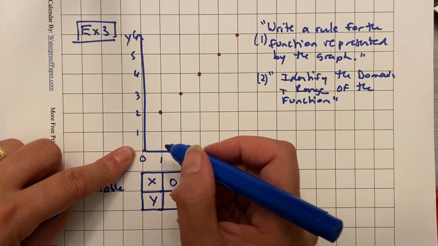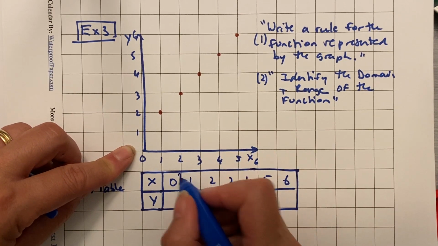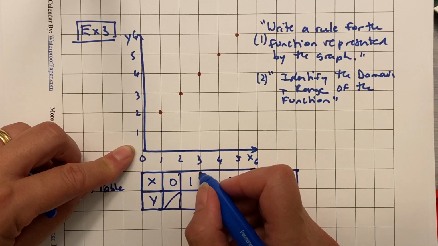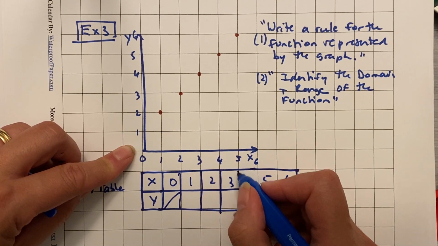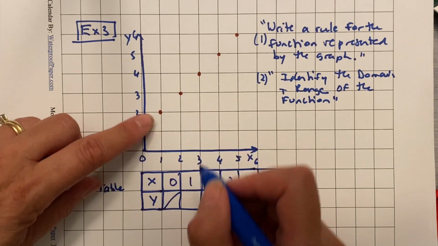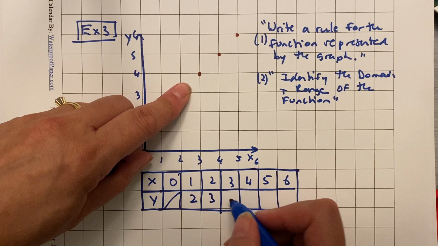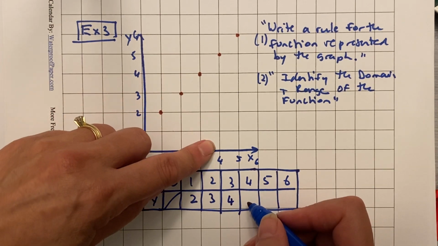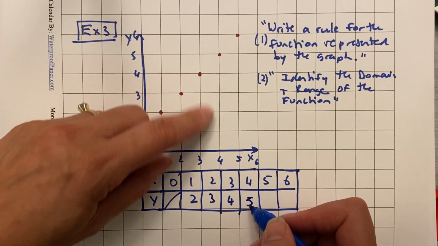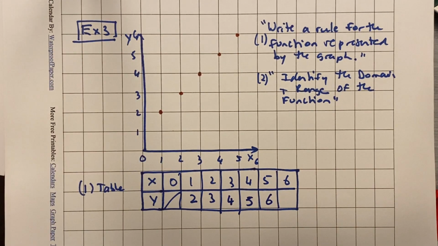And actually, I shouldn't have started with 0 because there's nothing on 0, so I'll just skip that. So when x is 1, y is 2. When x is 2, y is 3. X is 3, y is 4. X is 4, y is 5. X is 5, y is 6. Oh, and I guess I should just leave this one blank as well.